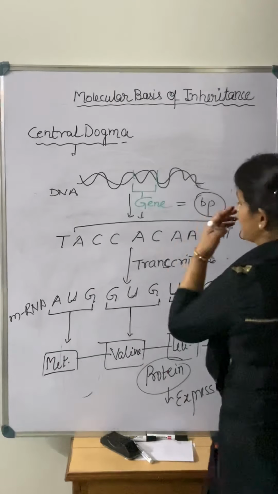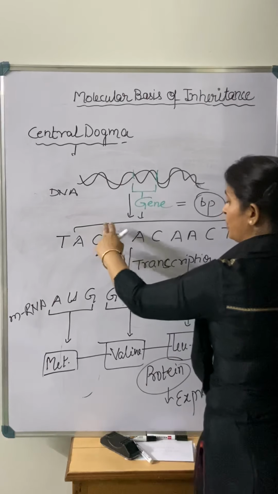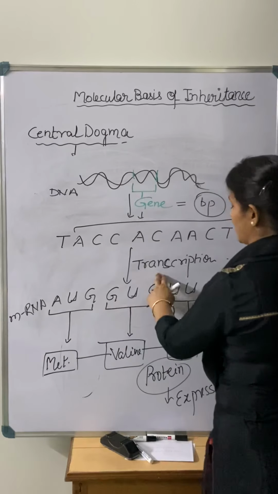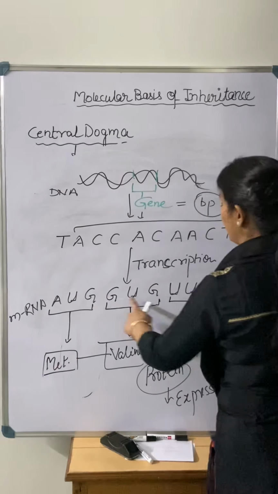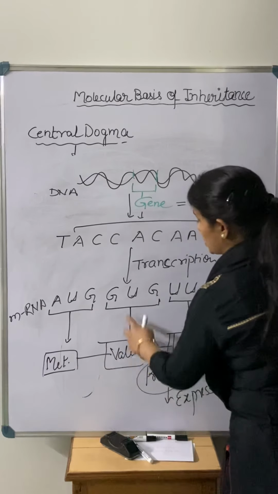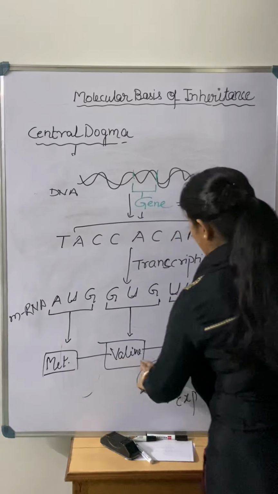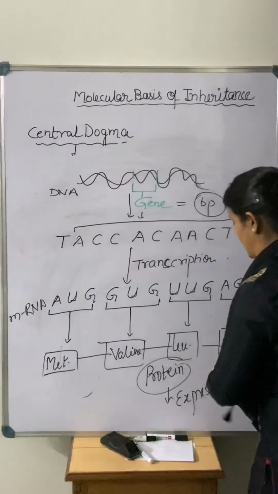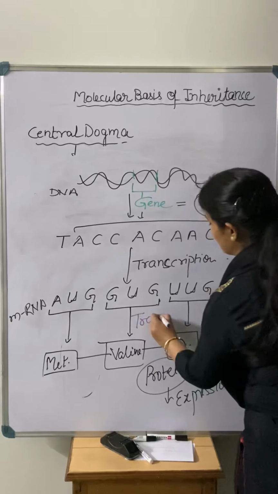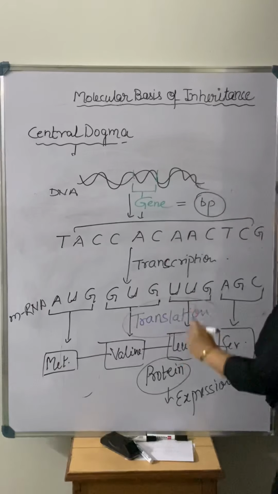So when there is a reading of this DNA 4 letter information into the RNA, that is transcription. And after that, the mRNA builds protein by reading the triplet codons and attaching different amino acids. That process is known as translation. So this is all about your central dogma, right?